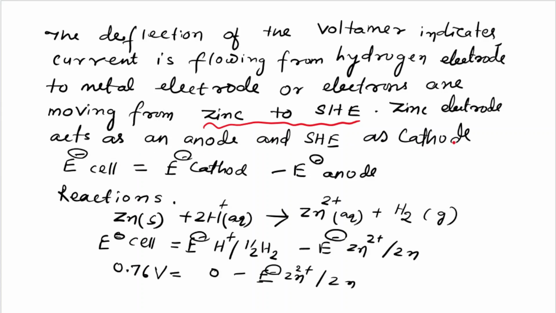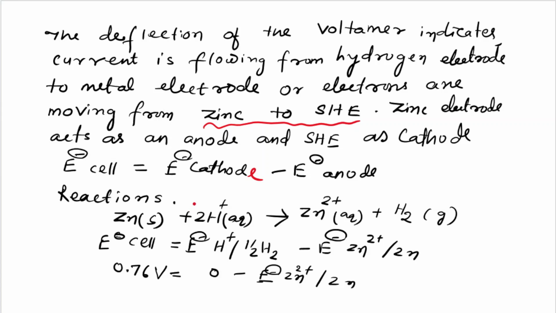So, here this is the formula: E cell standard equals E standard cathode minus E anode. So, E cathode should be a higher value than E anode value. That is why E cell should be positive.